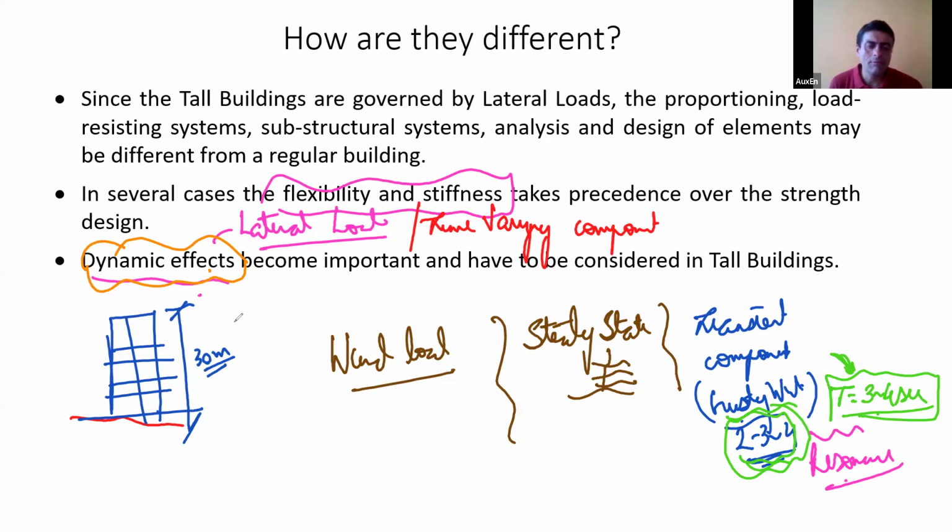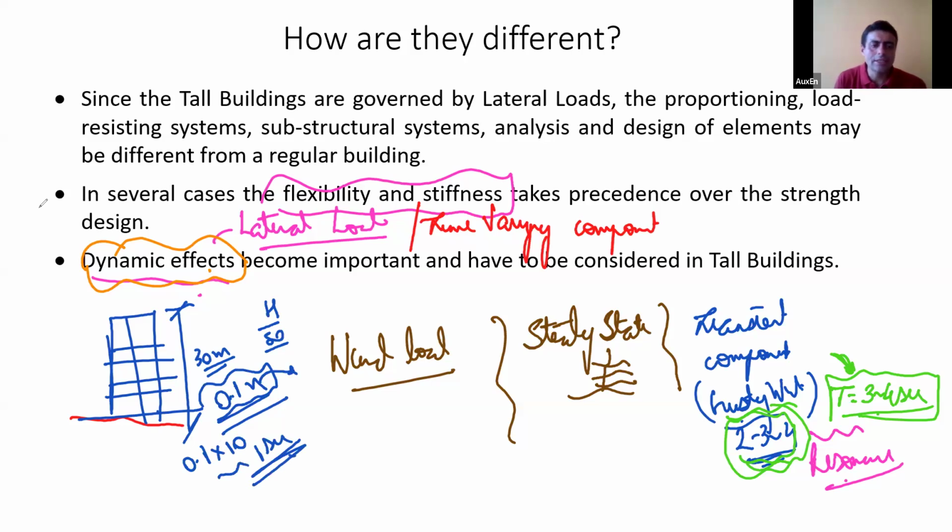So tell me what will be an approximate time period of this? Usually for time period, you may use the formula 0.1 into n. If you look at the Japanese code, I think it has a formula of h over 50. Simple formula they have given. A good formula can be 0.1 into n, where n is the number of stories. So for example, just a very rough formula, 0.1 into n with 10 stories, so around 1 second will be the time period.